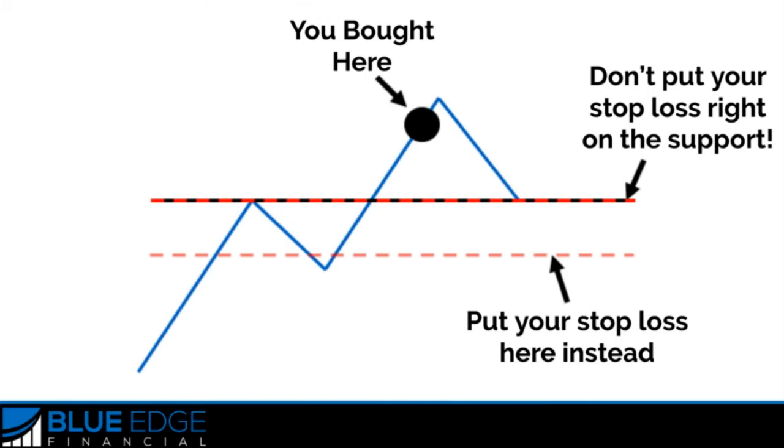So what you want to do is place your stop loss a few pips beyond that level so that if you get stopped out, you know the support or resistance has been broken and you probably don't want to be in that trade anymore anyway. So in conclusion, just avoid these mistakes from the get-go so you don't have to learn the hard way.